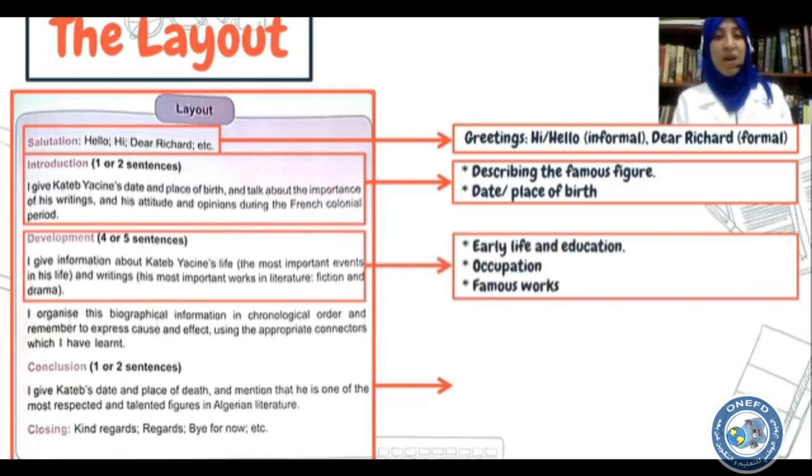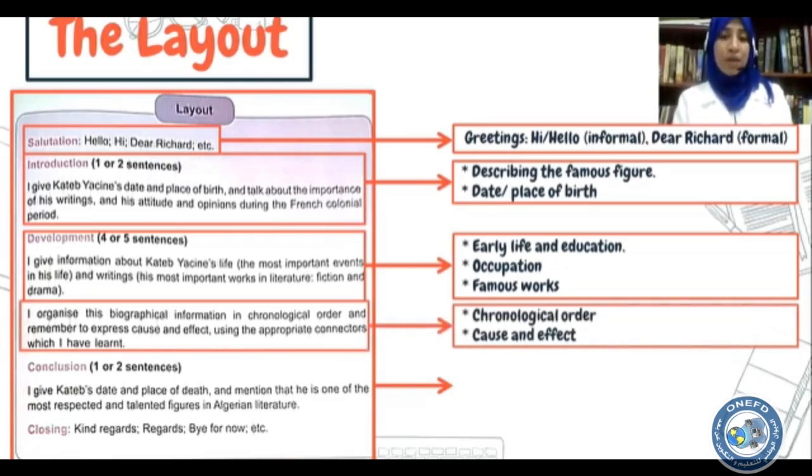So first in the development you are going to talk about the early life and education of KTBSE. You are going to mention his occupation or his jobs, the jobs he did in the past, and you are going to mention his famous works or achievements, the important works that he did in the past. Then you are going to use chronological order, it means the order of time or of dates when writing the past events, and you are going to use cause and effect with their connectors.